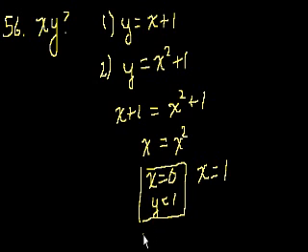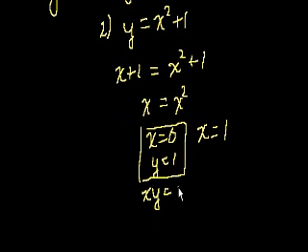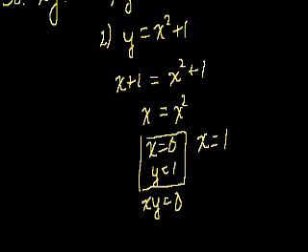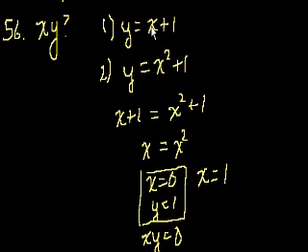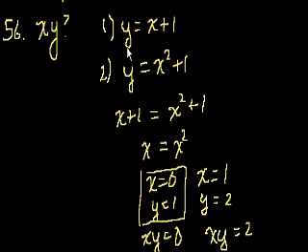And in this reality, xy is going to be equal to what? xy is going to be equal to 0. Right? 0 times 1 is 0. Now, if x is equal to 1, what is y? Well, if x is equal to 1, y is equal to 1 plus 1. y is equal to 2. Well, then xy is equal to 2. So, using both of the statements, I still don't know whether xy is equal to 0 or 2.